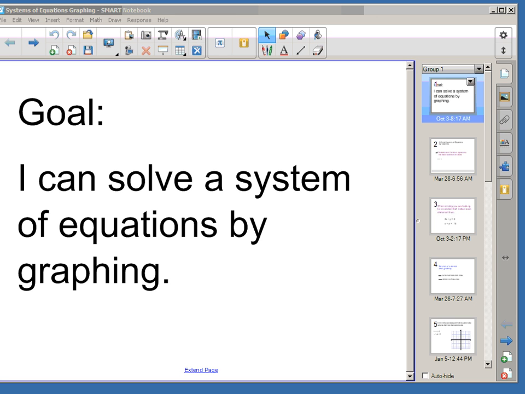All right, we are now in Unit 5, which is solving systems of equations. And the first lesson, lesson 5.1, our goal is I can solve a system of equations by graphing.